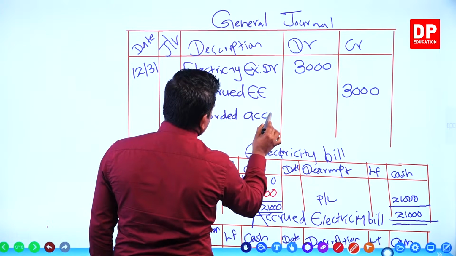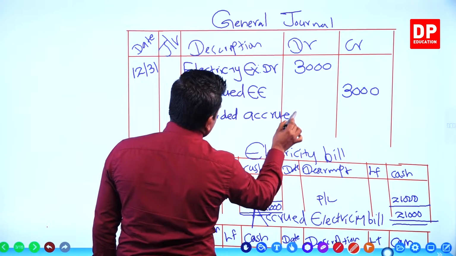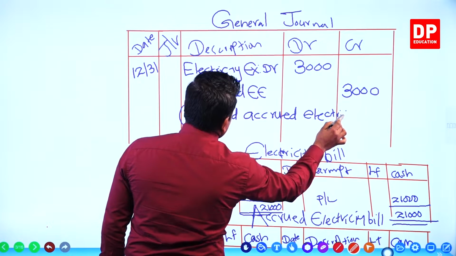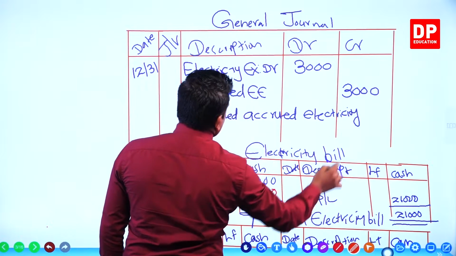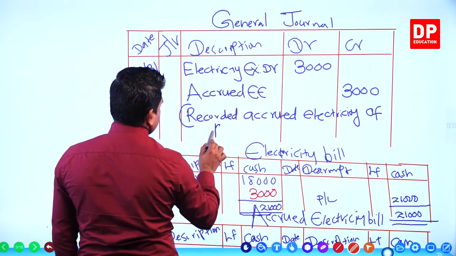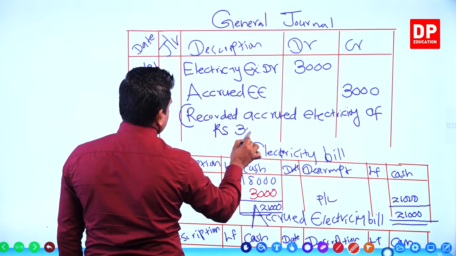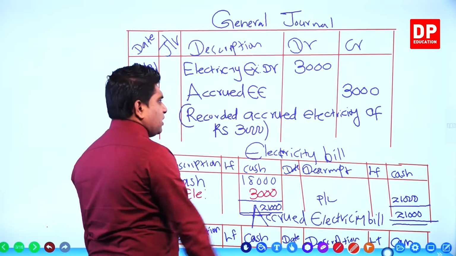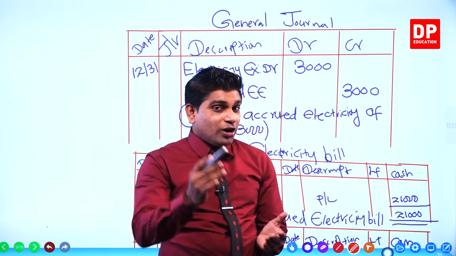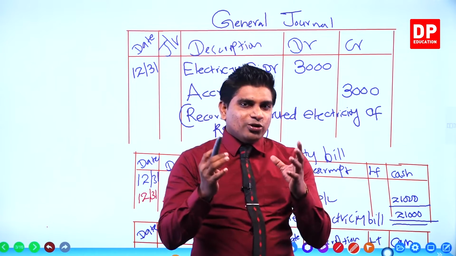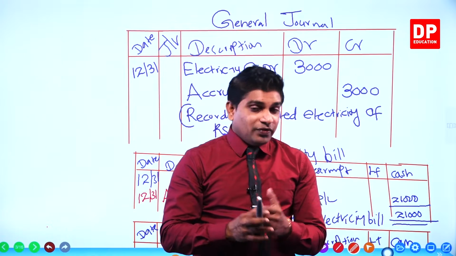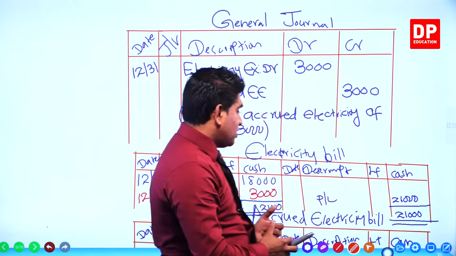accrued electricity of 3,000. Does it finish? Still not. We have to do one more thing. What is that? We have to bring the ledger account details to the financial statements, right?